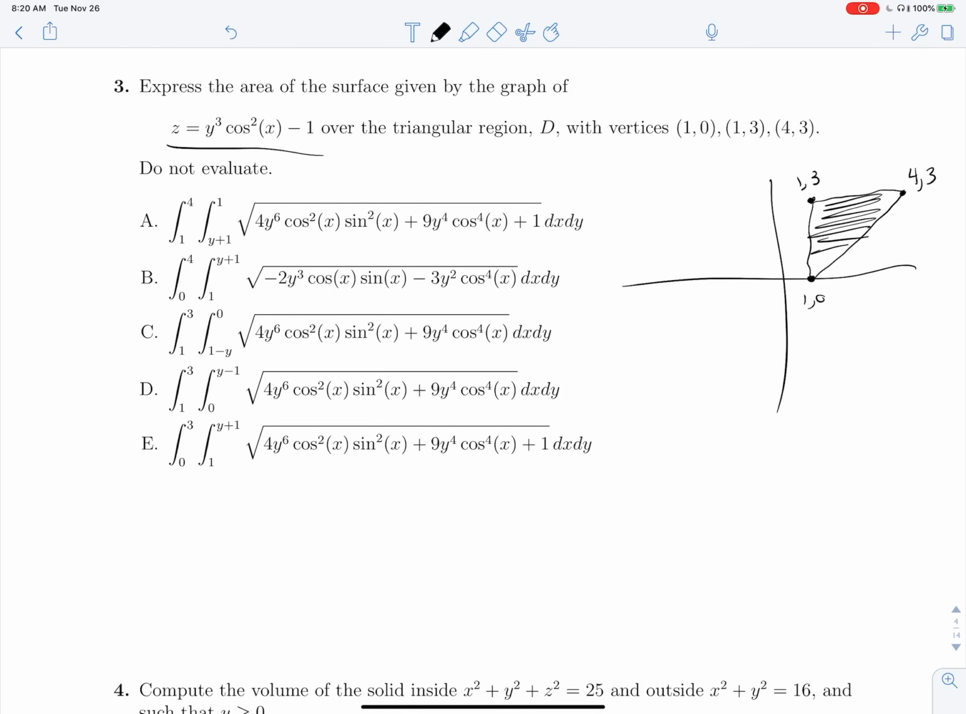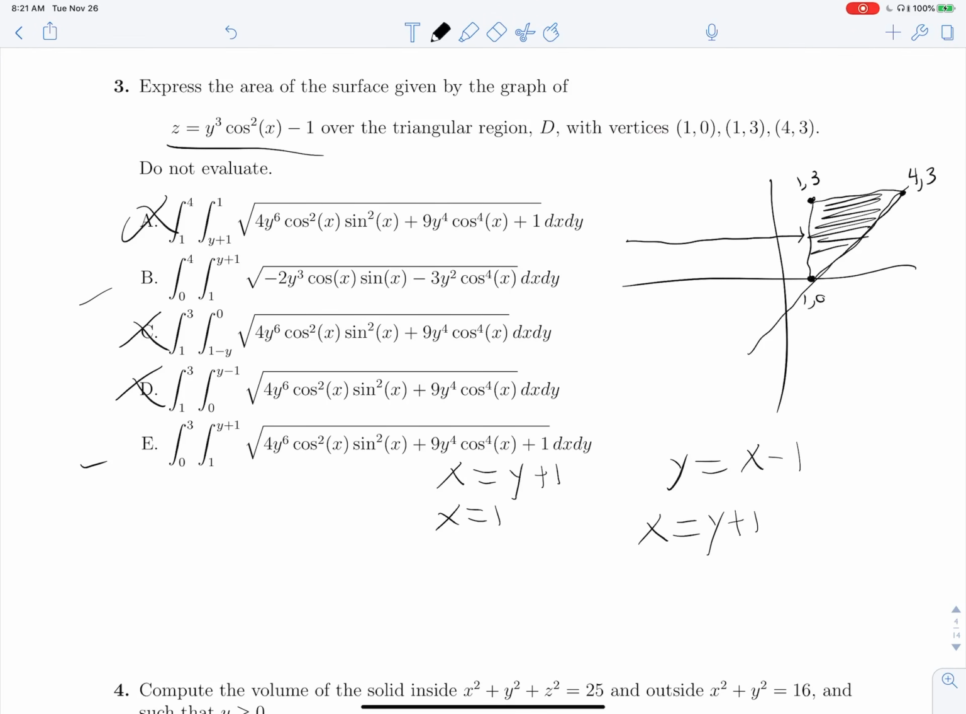We see that all of our answer choices are integrating dx, dy. So let's draw a line parallel to the x-axis and see where it first intersects and where it leaves our region. So it's going to enter our region at x equals 1, and it's going to leave our region on this line here. Well, this line is going to be y equals x minus 1, or just x equals y plus 1. So our lower bound on x should be 1, and our upper bound should be x equals y plus 1. So let's look for that in our answer choices. We see that in answer choice B and E, and nowhere else.